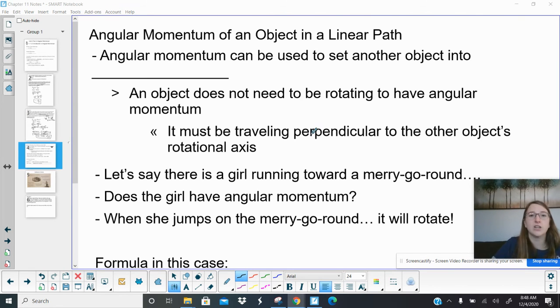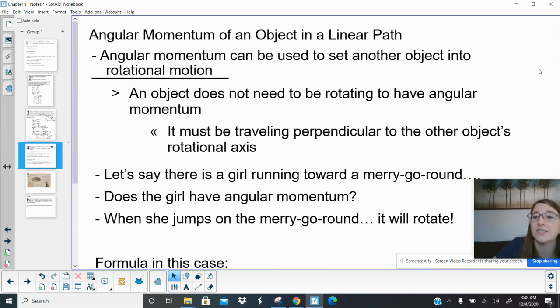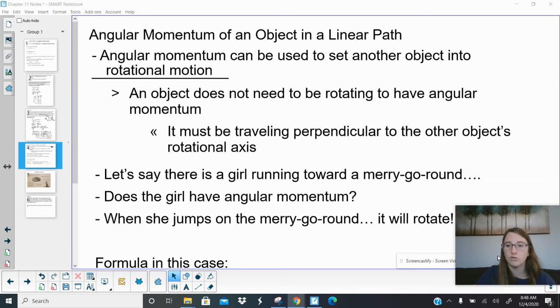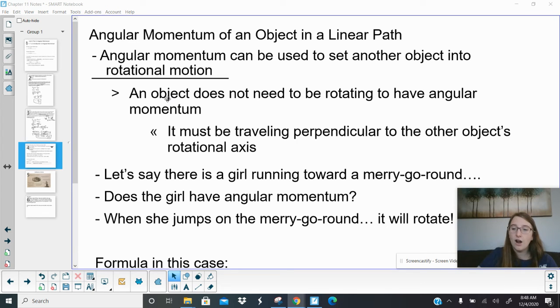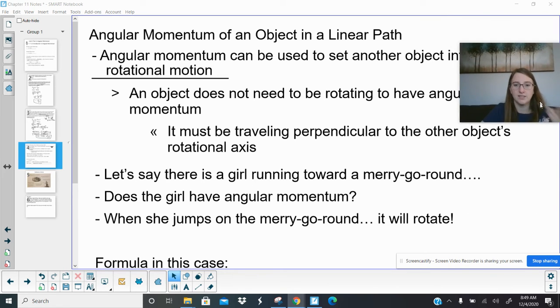Now, we can actually talk about the angular momentum of an object in a linear path because angular momentum can be used to set an object into rotational motion. So that object, setting another object into rotation, does not have to be rotating actually to have angular momentum. What it does is it needs to be traveling perpendicular to the other object's axis. And again, we're going to talk about what that means in just a bit. But looking at this example, hopefully this will make sense.